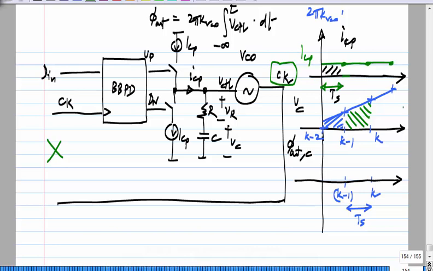How much is that? What is the width of the rectangle? TS. What is the height of the rectangle? What is the slope of this ramp? ICP by C. So, what is the height of the rectangle?